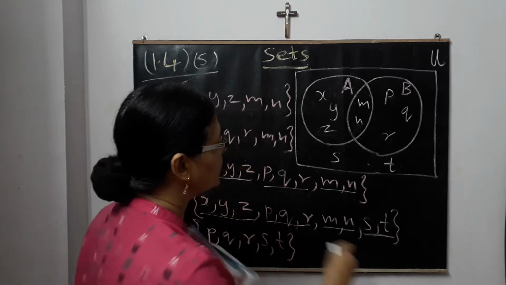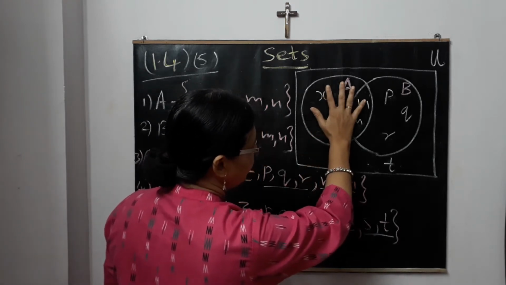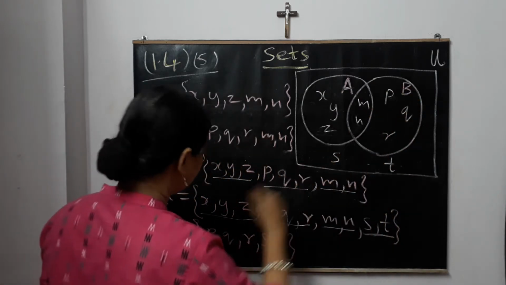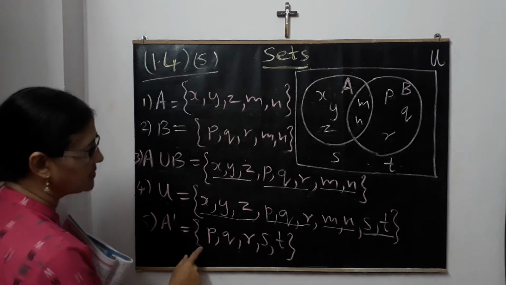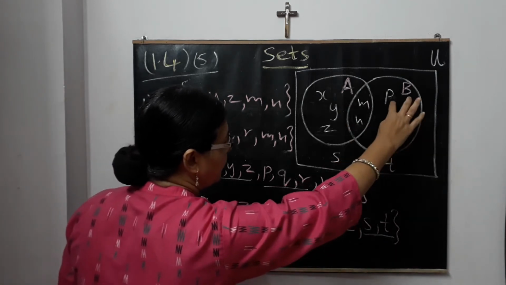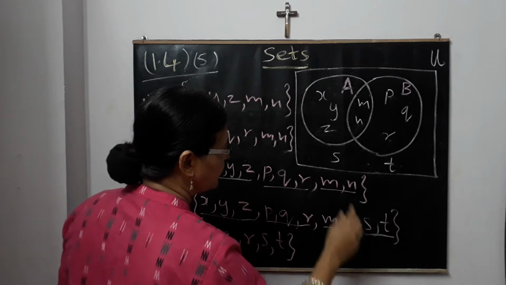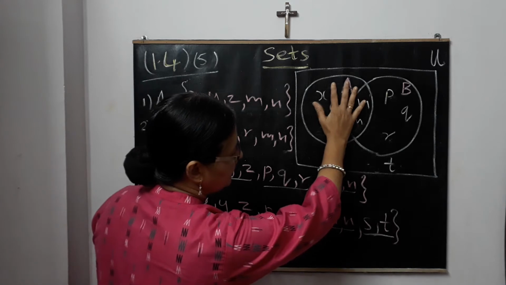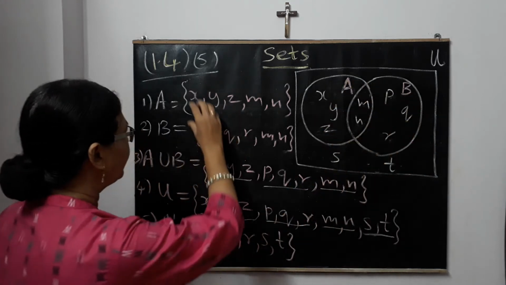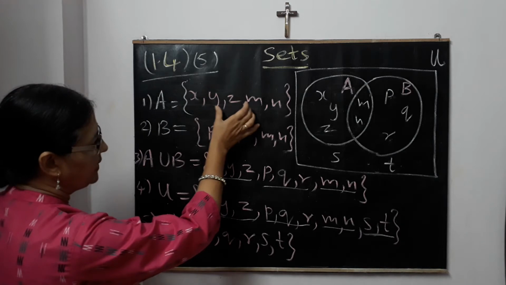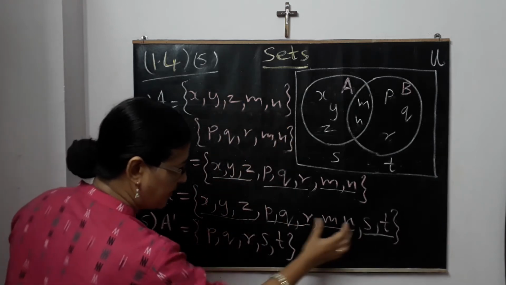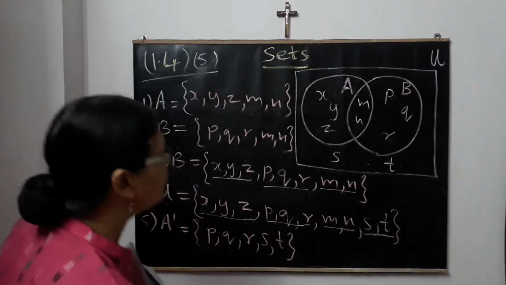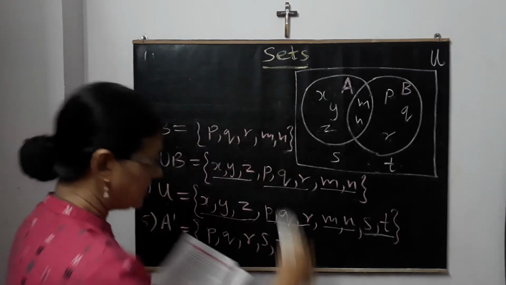Then A complement. A complement is asked. What is the meaning of A complement? Other than A, whichever elements are present in the set. So which are those? A dash, that is how we represent A complement. A dash is equal to which elements other than A? p, q, r, and which is the other one that is given in the universal set? s and t. This is the A set. Other than A, remaining elements. So actually you have to compare the A set and the universal set. In A, x, y, z, m, n is there. Remaining elements are p, q, r, s, t. You just pick up those and write them as A complement. Clear?